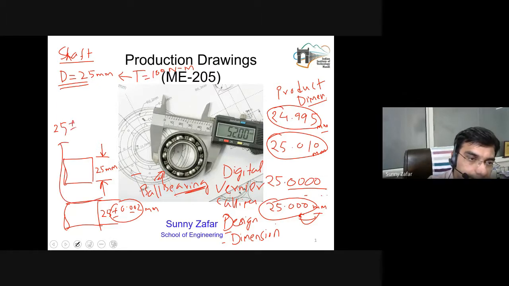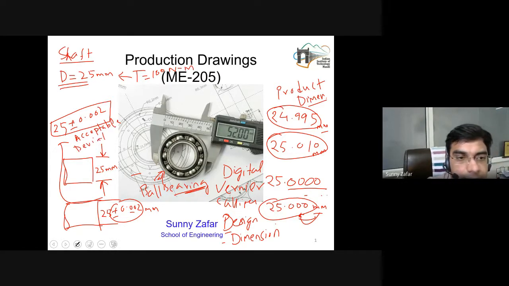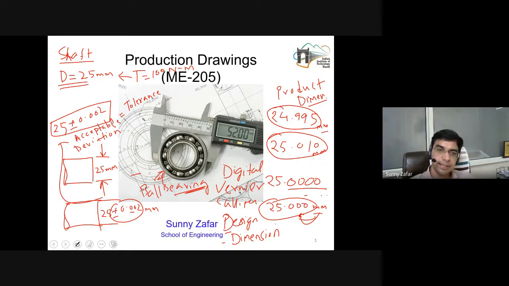Suppose I am mentioning 25 plus minus 0.002 millimeters. So what is this? This is the acceptable deviation, also known as the tolerance. It means we will accept the product to be fit for use if it is 0.002 millimeters oversized or undersized than 25. So this becomes the tolerance.